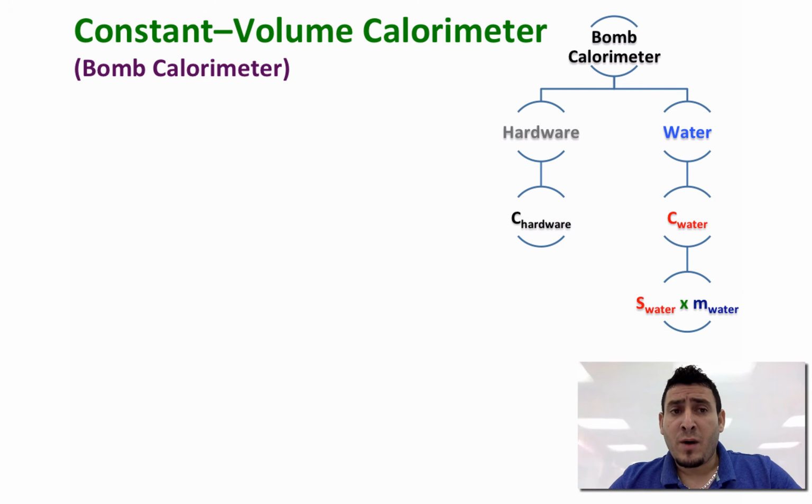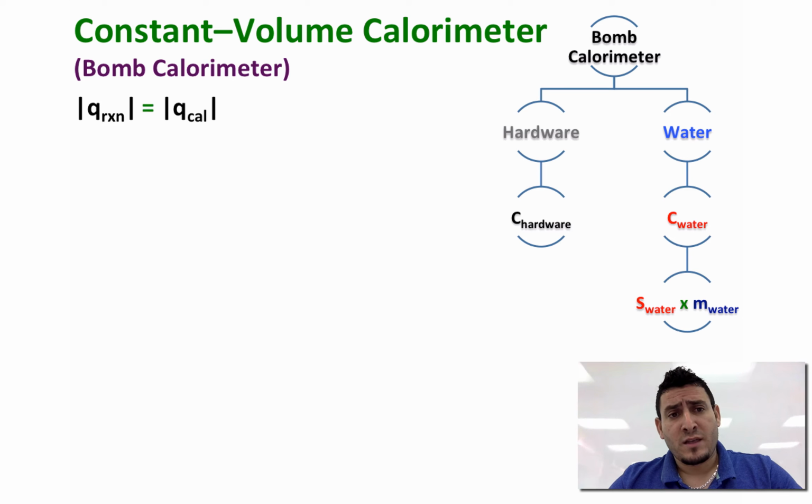Now, we have said that a bomb calorimeter is constituted from two parts, the hardware and the water. So the hardware, such as the metal it's made from, and the water that we fill in the calorimeter. Now, the hardware has a heat capacity, that's going to be C hardware, and water also has a heat capacity. The heat capacity of water can be calculated from the specific heat capacity of water that we have explained earlier, 4.18 joule per degree Celsius per gram, multiplied by the mass of water, which we know because we filled the calorimeter with water.